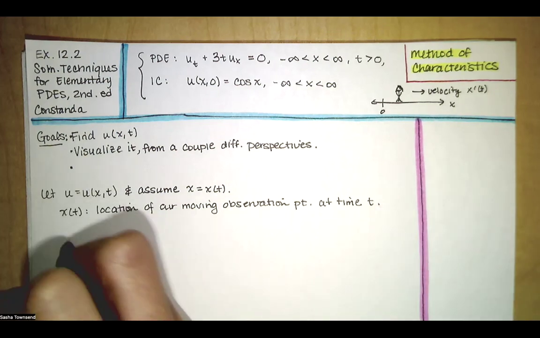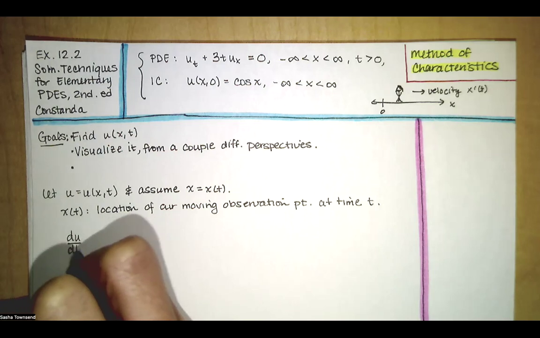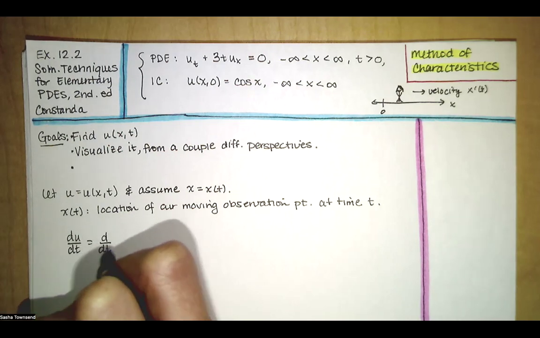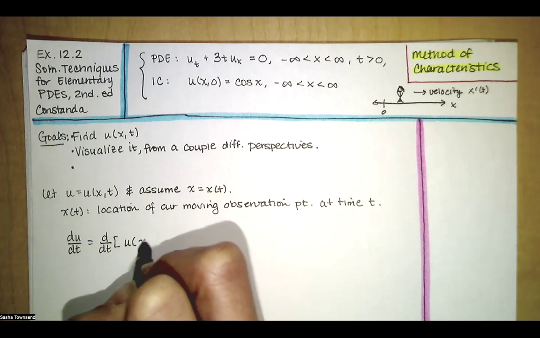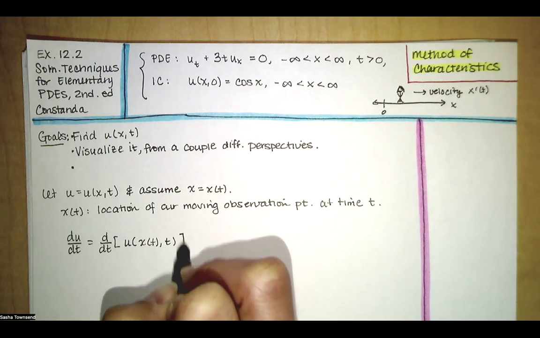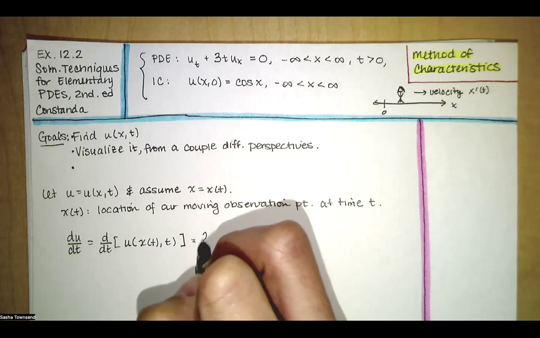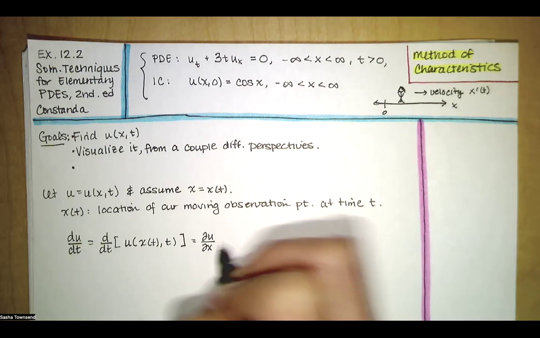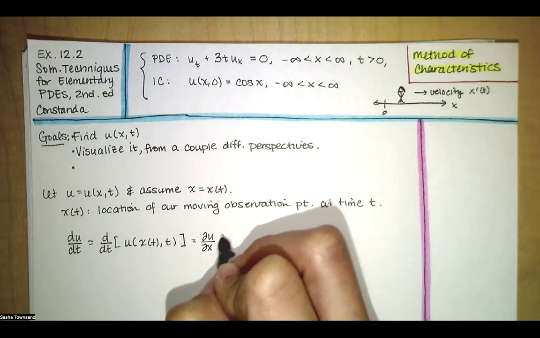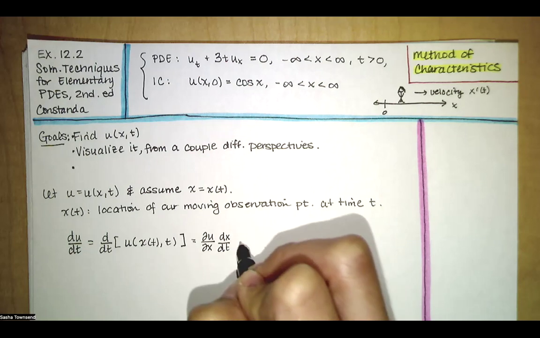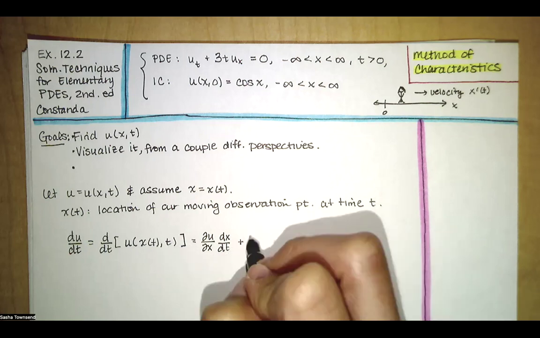Well, when I take the total derivative of u with respect to time, and I'm replacing x with x of t, I have to use the chain rule because u depended on two independent variables initially, and then we're saying that that first independent variable is actually dependent on the second one. Anyway, the total derivative of u with respect to time is the partial derivative of u with respect to x times the derivative of the inside with respect to time, so that's dx dt, plus the partial derivative of u with respect to our second variable, which is time.